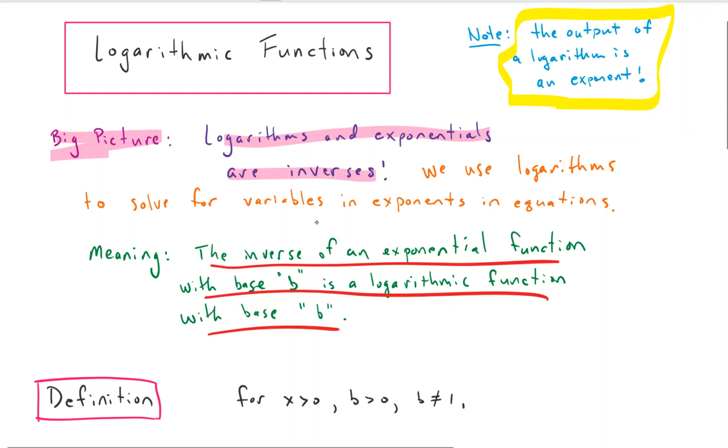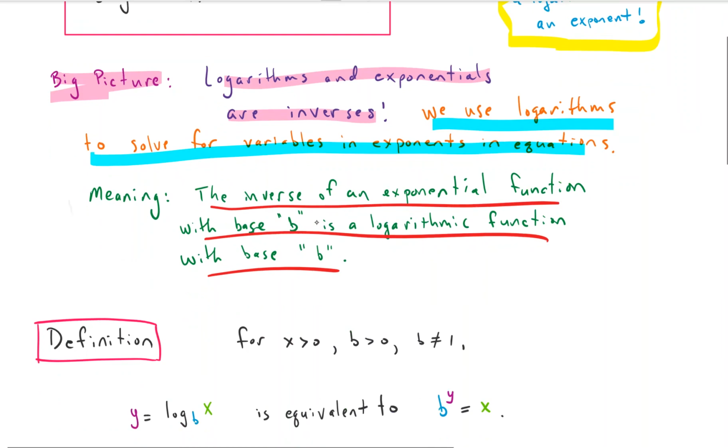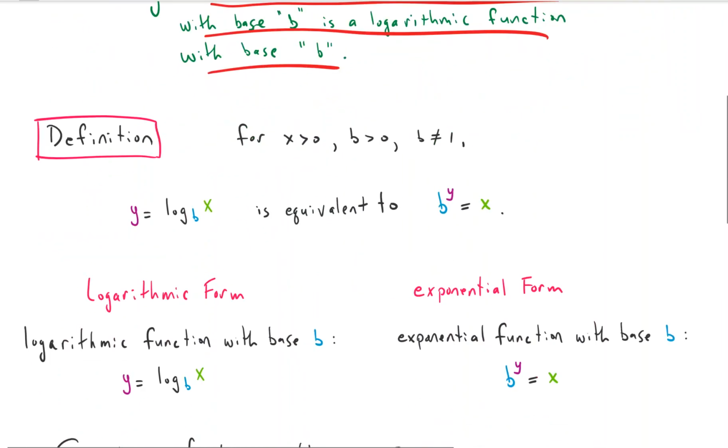One use that we have for logarithms is that we use them often to solve for the variables in the exponents in equations. And that's super useful. It's something that we do in algebra all the time. So if you have a variable in an exponent of an equation and you need to solve for that variable, then it's very likely that you will use a logarithm to get that variable out of the exponent and solve for it. So let's talk about exactly what a logarithmic function is.